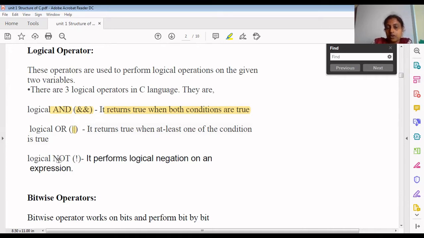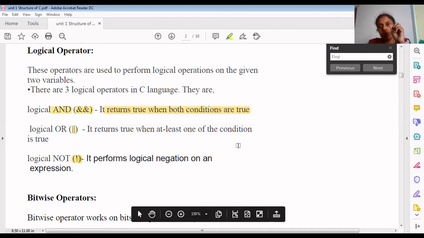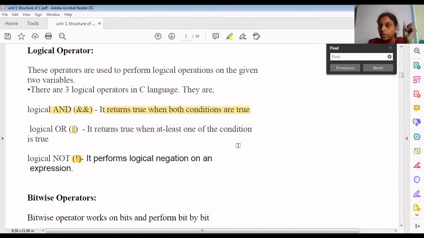Next is not. Not is like the opposite. When I say yes, the answer will be no. When I say no, the answer will be yes. It is given by the symbol called the exclamation symbol, which is above 1. When you press shift and 1, you will find this exclamation symbol. This is used to express the logical not. So the logical operators are three: and, or, and not.